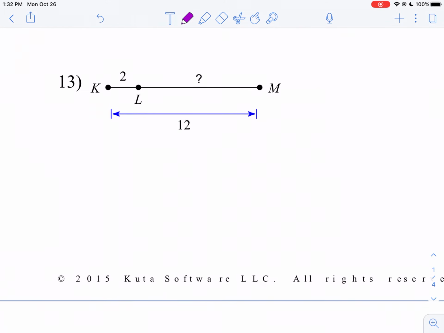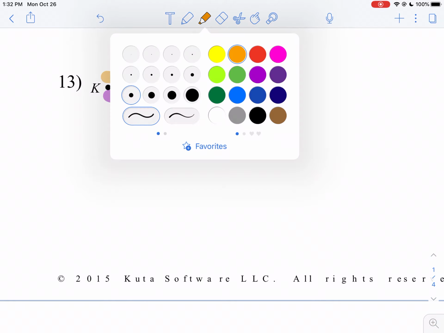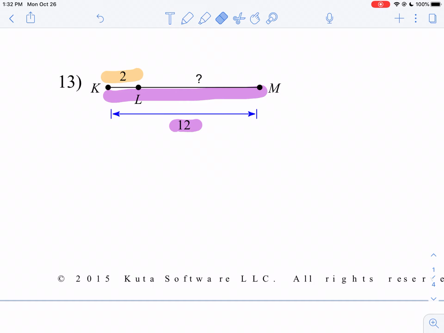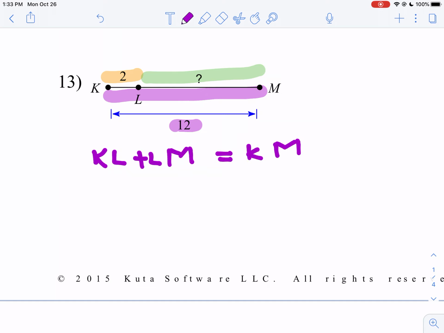Your original segment, the long segment right now, is KM. It is 12 units long. The 2 shortest segments are KL and LM. So add KL to LM, and the answer has to be KM. So we're just going to go ahead and write that down: KL plus LM must be equal to KM. That is our SAP.